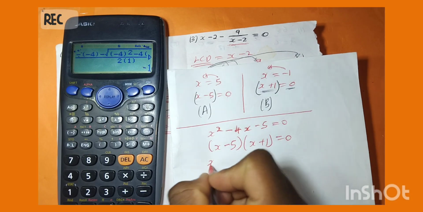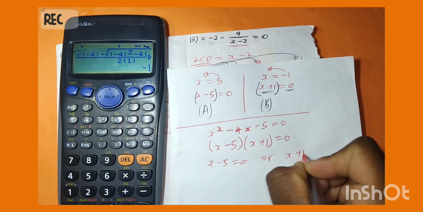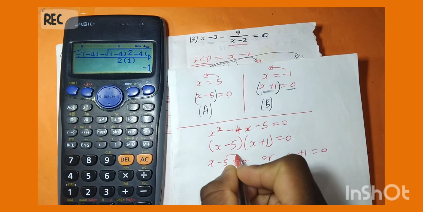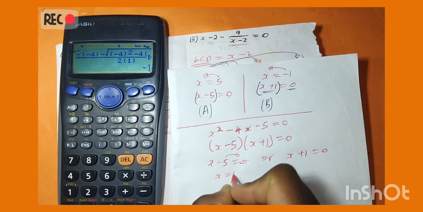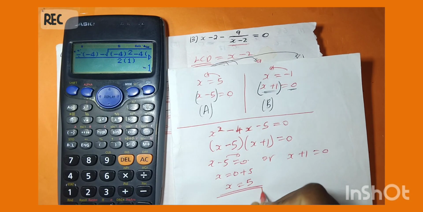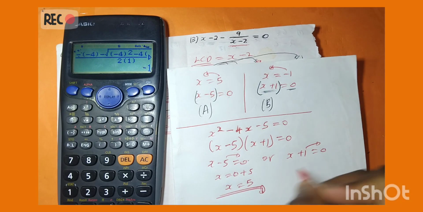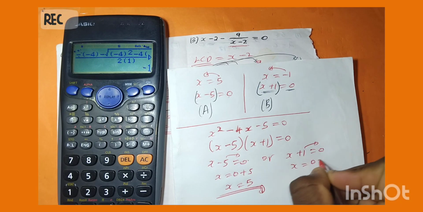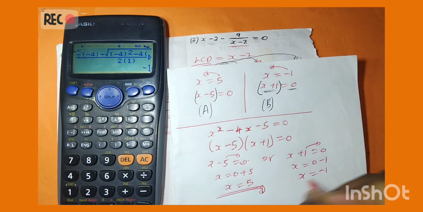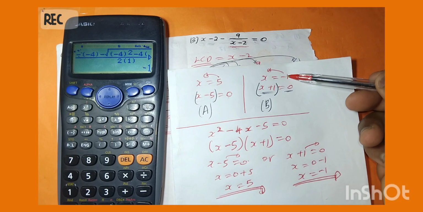I will equate each bracket there by 0, applying a zero law, meaning this thing that I can take it to the other side, become what? Positive, meaning my first answer is positive 5, which already the calculator told me. Take this thing there to the other side, become negative, meaning now my second answer is negative 1. Also the calculator told me that.